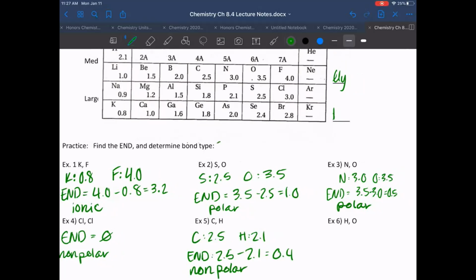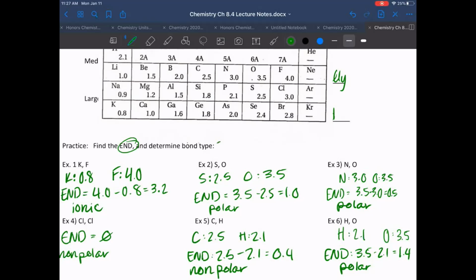All right, then hydrogen, we just said, was 2.1. Oxygen is 3.5. So if we calculate their difference, 3.5 minus 2.1 is equal to 1.4, and this is polar. Are there any questions on how to calculate END, or the electronegativity differences here? Seems pretty straightforward. We have certain cutoffs. We figure it out. Okay.